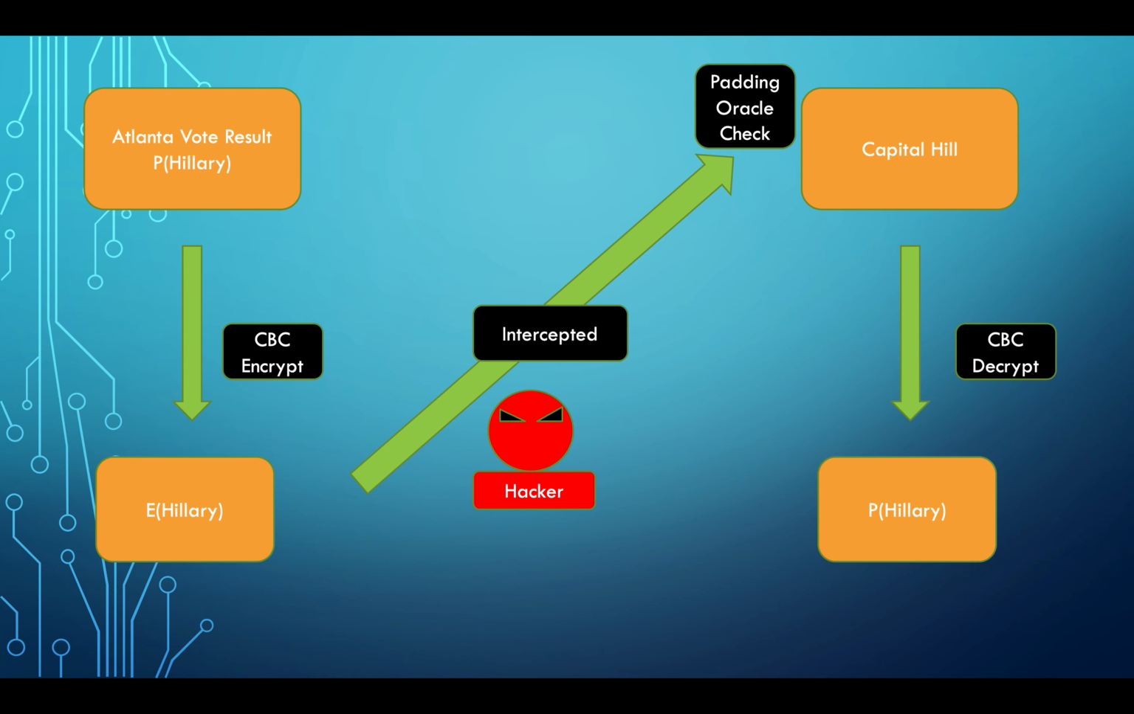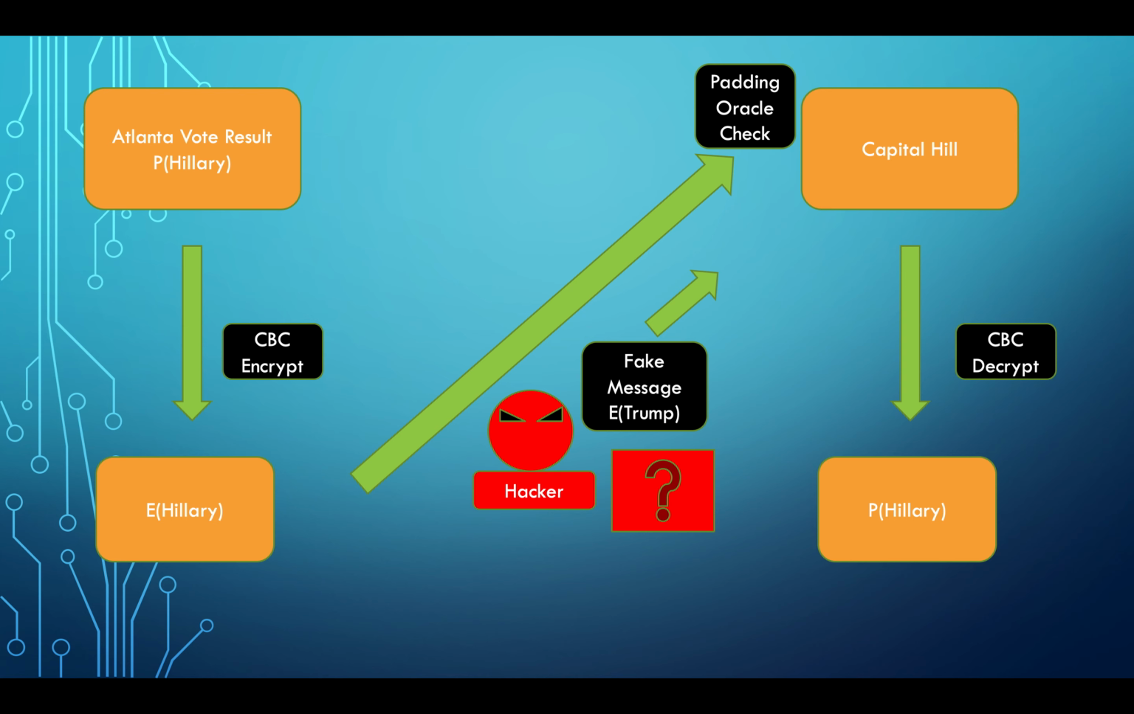Since the message is encrypted, the hacker doesn't know what the plain text result behind this message is. What he wants to do is to send a fake message to Capitol Hill indicating that Trump is the winner. But the encryption and decryption methods are super safe, and only the Atlanta office and Capitol Hill can do the encryption and decryption. So how can this hacker generate a fake message that can pass the padding oracle check and will be decrypted to be plain text Trump?